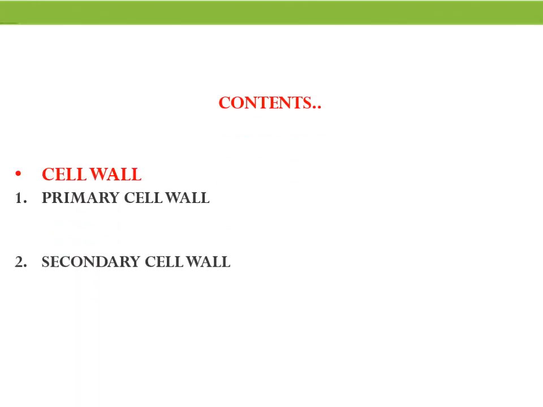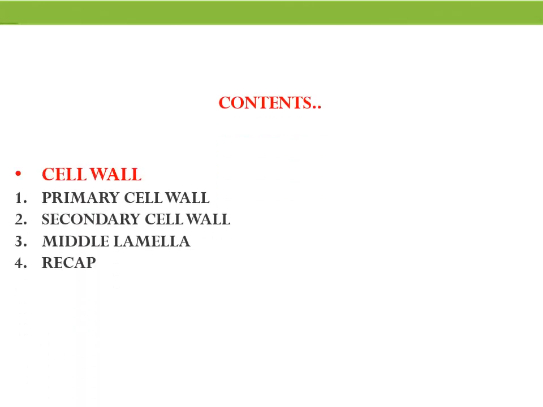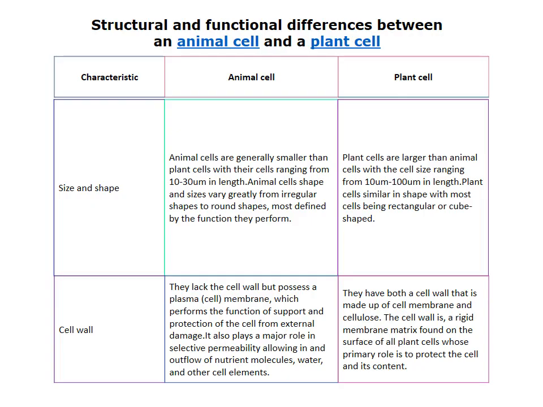Contents of today's lecture are cell wall, primary cell wall, secondary cell wall, middle lamella and recap. Page number 60 to 61 will be covered in today's lecture. First of all, I want to discuss the structural and functional differences between an animal and plant cell.